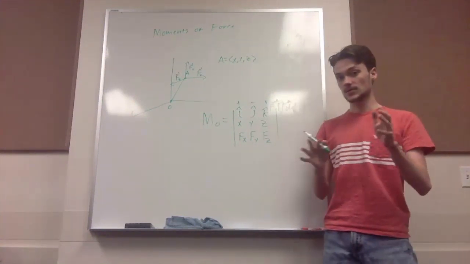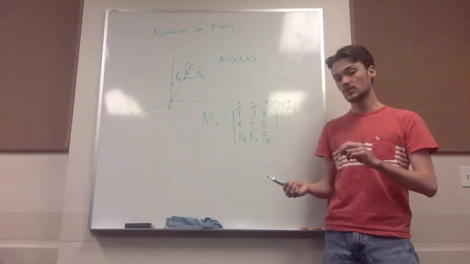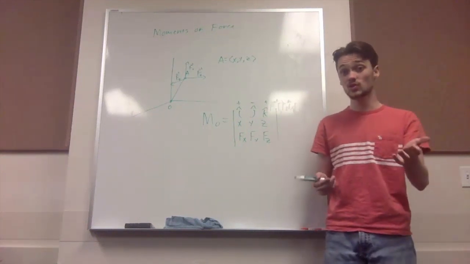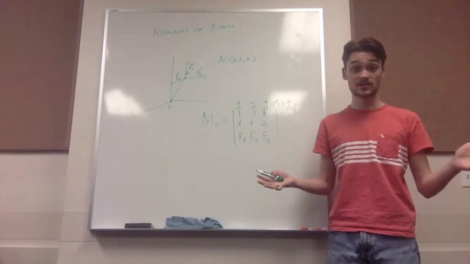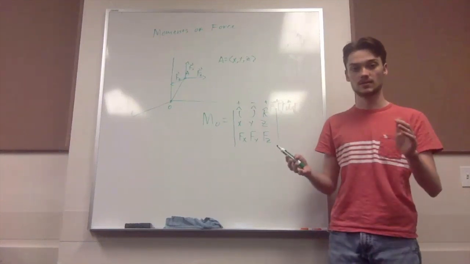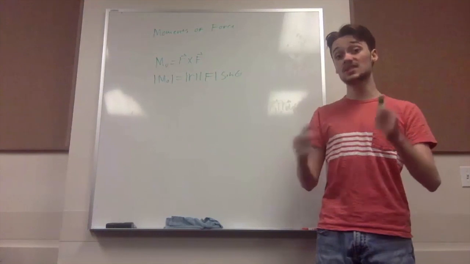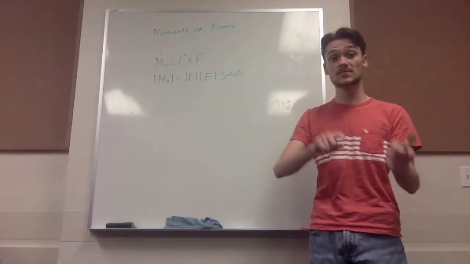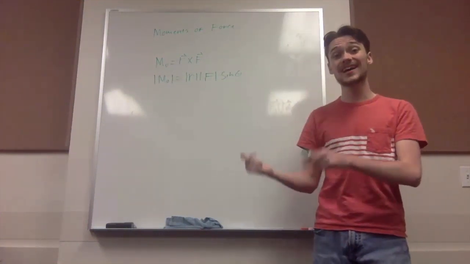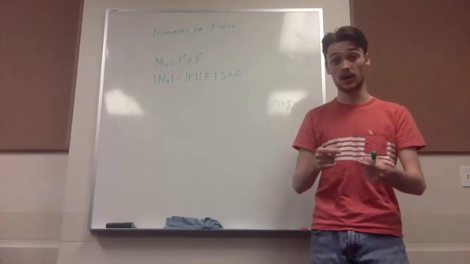But there's a little bit of an easier way to do this. At least there is a way to do this if you're not given coordinates. One where you don't actually need to decompose anything. Because the magnitude of the moment of force is going to be equal to the magnitude of R times the magnitude of F times the sine of the angle between R and F.